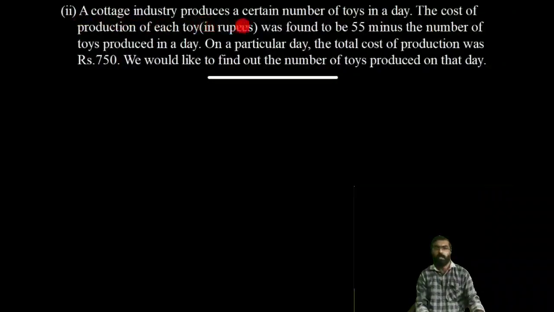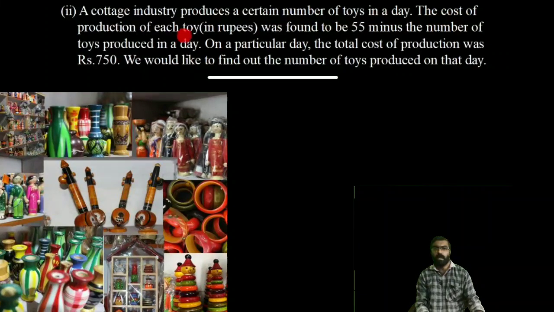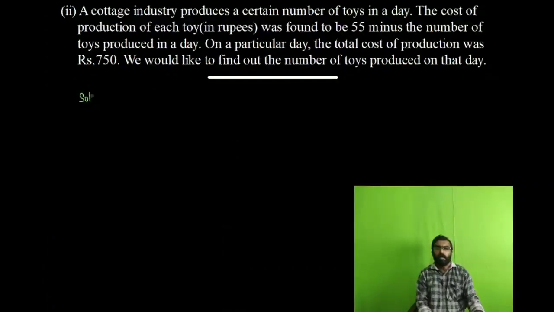A cottage industry produces a certain number of toys in a day. The cost of production of each toy in rupees was found to be 55 minus the number of toys produced in a day. On a particular day, the total cost of production was rupees 750. We would like to find out the number of toys produced on that day. Okay, we have to find the number of toys. So here we can consider the number of toys produced on a day will be equal to x.